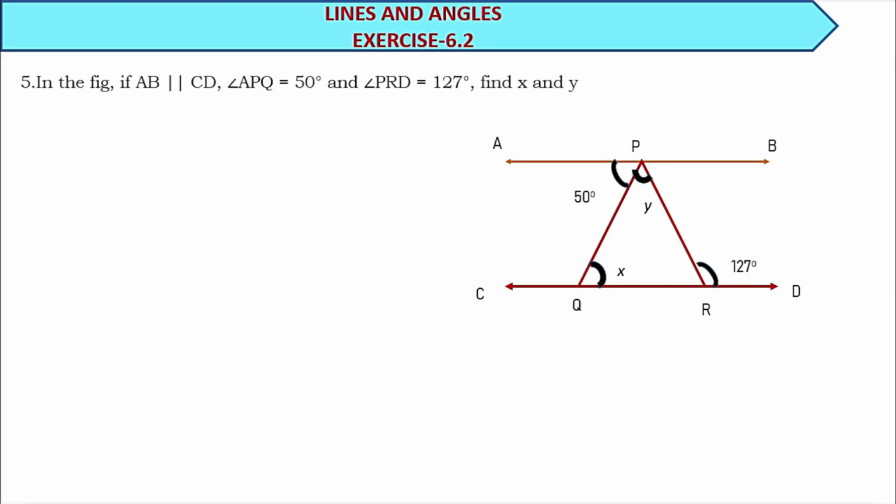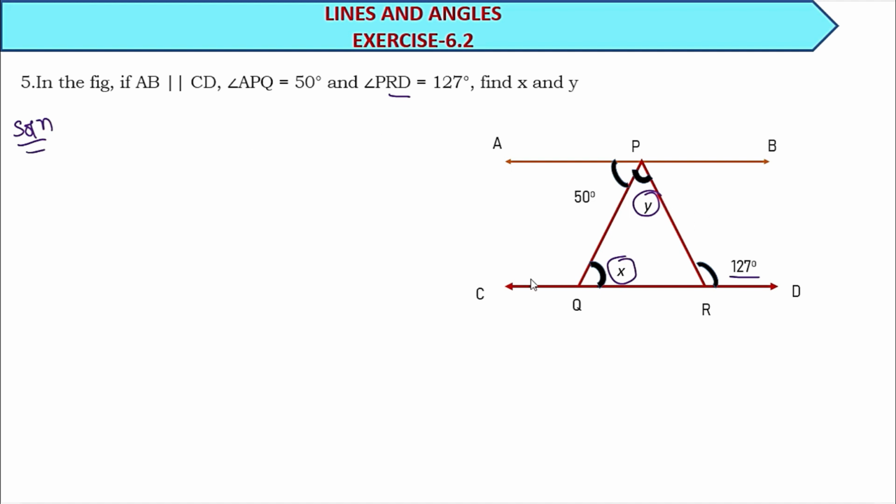Question number 5 is, in the figure, if AB is parallel to CD, angle APQ equals 50 degrees, and angle PRD equals 127 degrees, find X and Y. So it's given that AB is parallel to CD and angle APQ, that is this angle, is 50 degrees, and angle PRD, this is 127 degrees. Find X and Y. These are the unknown values you have to find out. Okay. So we will write the solution.